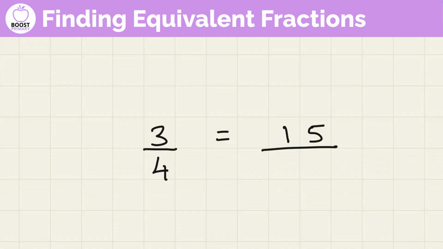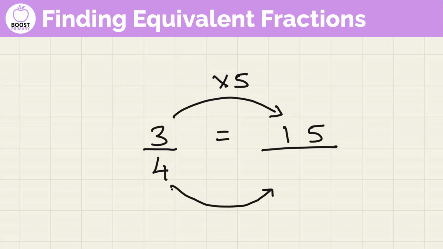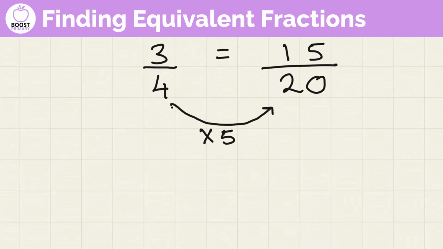In the next question, we're going to look at the numerator. Three times 5 is 15. We need to also do this to the denominator. 4 times 5 is 20. So 3/4 is equivalent to 15 twentieths.